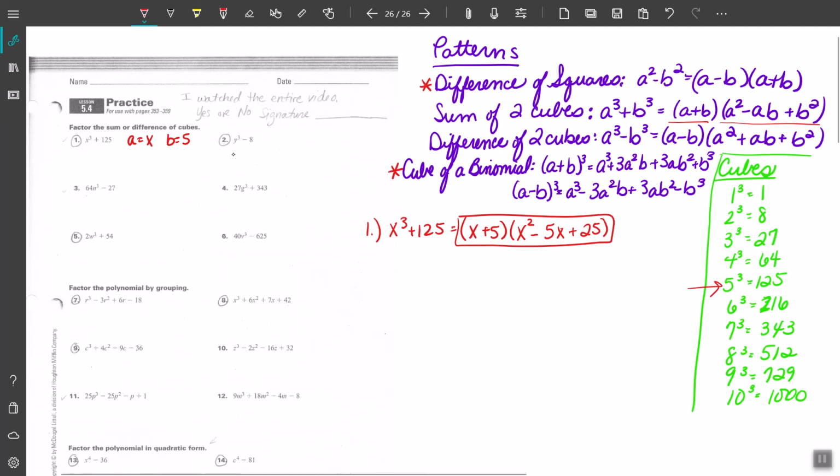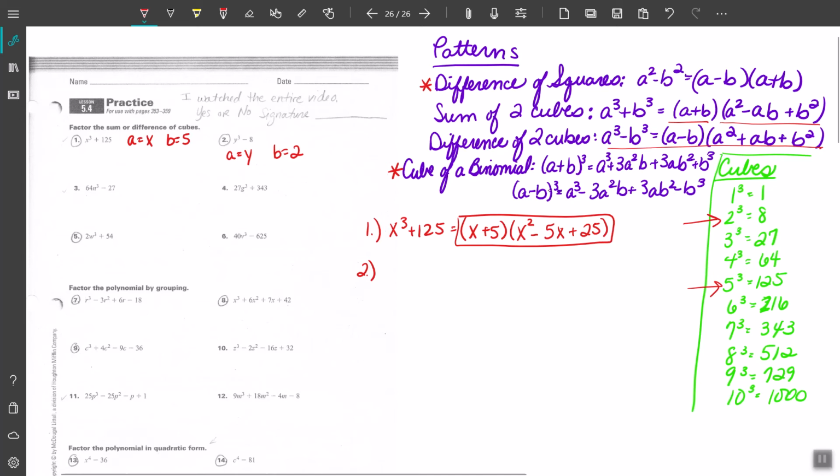We can do the same thing in number 2. In number 2, we can see that y cubed is a perfect cube. So our a value is y in this one. And 8 is a cube. That's over here. That's the cube of 2. So b is 2. We have a difference sign. We have a minus sign in there. So we're going to come over here and we're going to pull out the difference of two cubes pattern now instead. So this one right here.